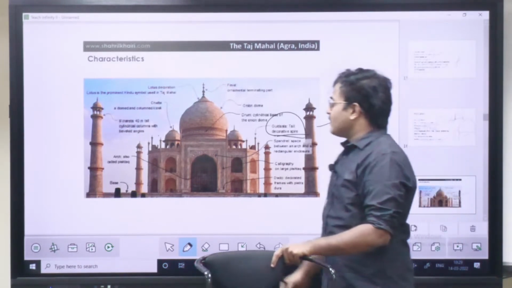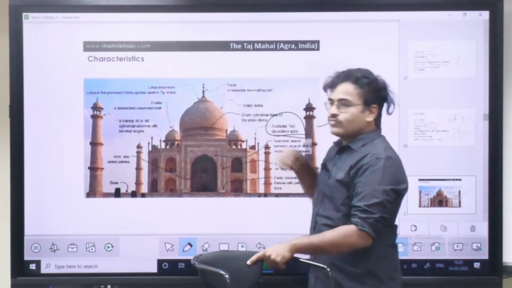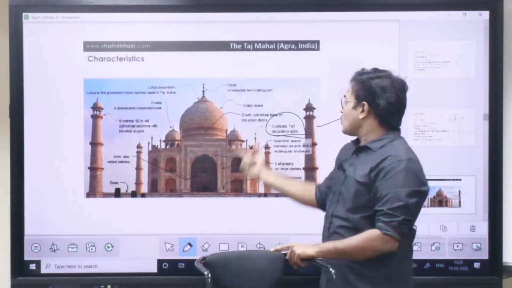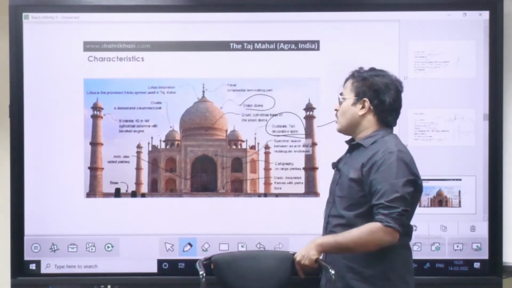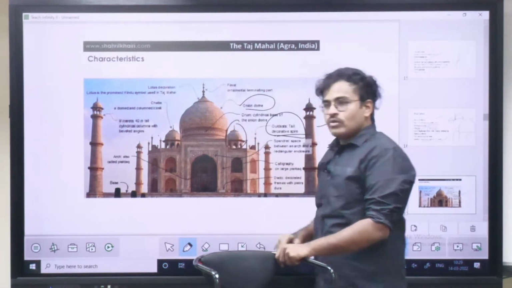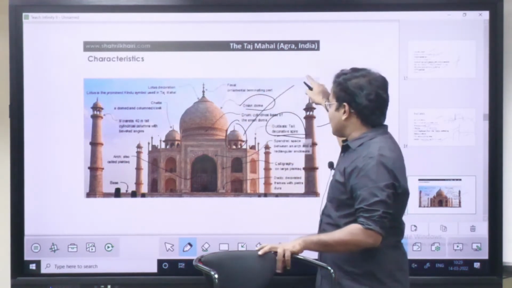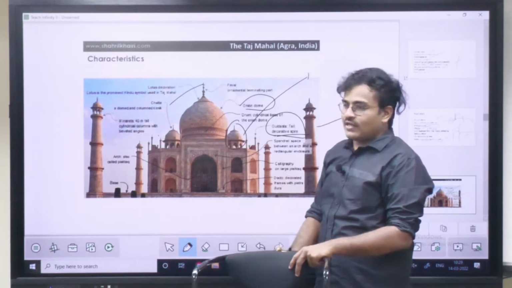Then along with that, you see this has a bulb-like structure. You can call this a bulbous dome, and it is also known as an onion dome. Onion or bulbous dome means one and the same. Then, these are the kiosks, the pillared structures on which the dome is placed. They are known as chhatris. A domed and columned kiosk is known as a chhatri.